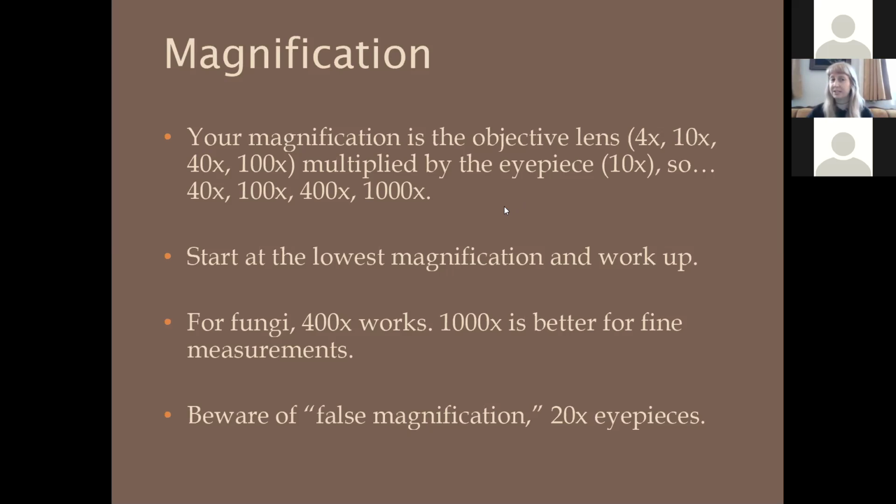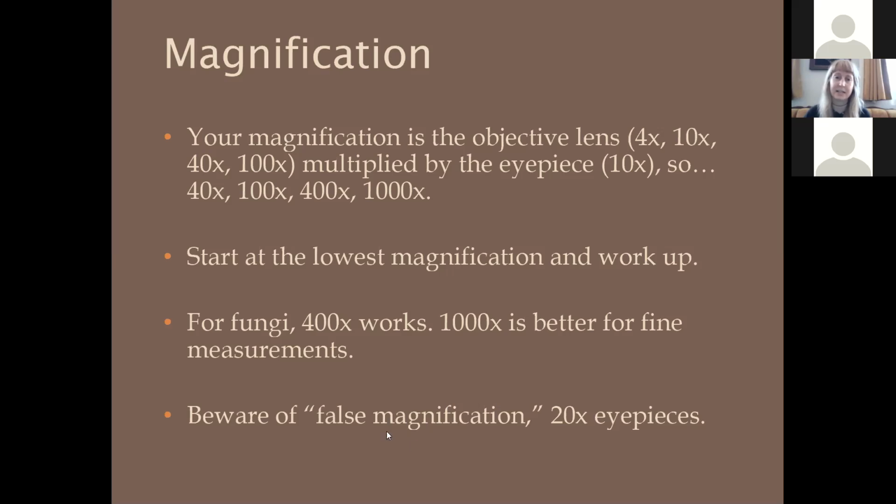You don't always need to go to the highest magnification. It kind of depends on what you're looking at. You're probably going to need to go up to at least 400 times magnification. But if you are making measurements of spores or other fine details, you probably will need to go up to 1,000 times magnification. And that is the oil immersion lens. And we'll talk more about that in a little bit.